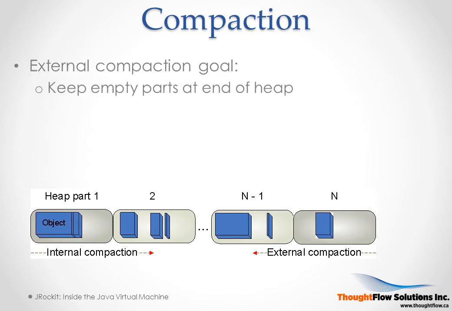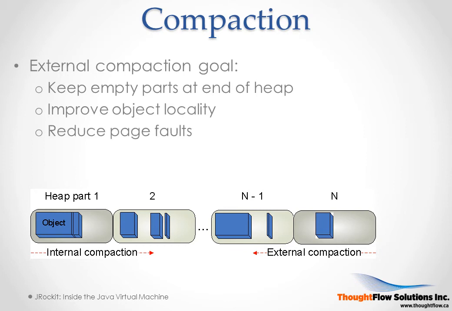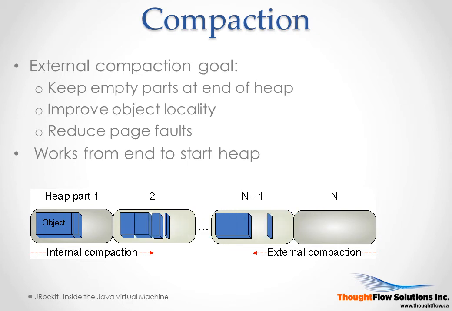Now, external compaction makes sure that all the objects tend to stick to one part of the heap and are not scattered everywhere. The idea here is to keep all the empty parts at the end of the heap so that you have all the objects at the beginning of the heap, and this improves locality, so there are fewer page faults. External compaction works from the end of the heap and works its way backwards. This is what it might look like. As we've seen in this case, the last block here, block N, is completely empty right now, and it pushed everything onto the first part.